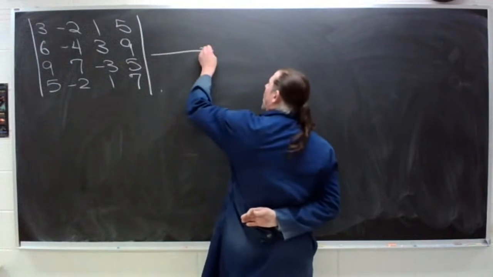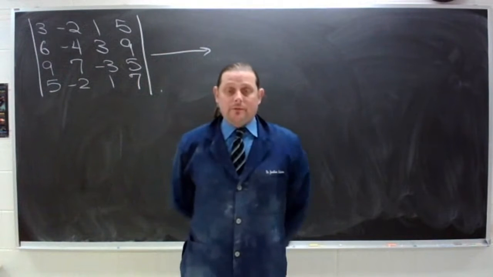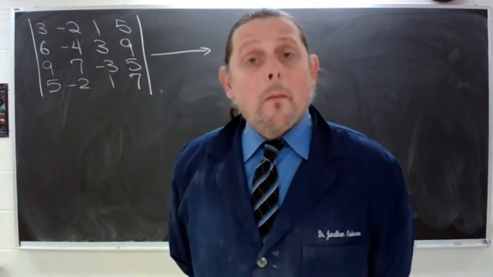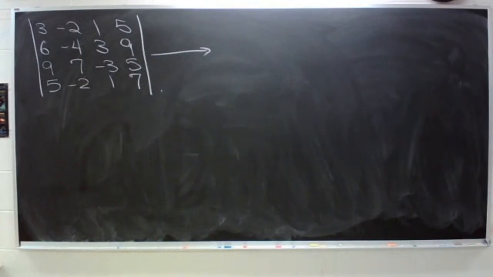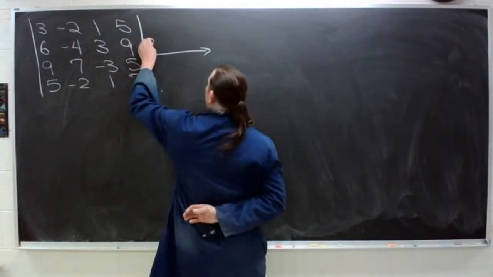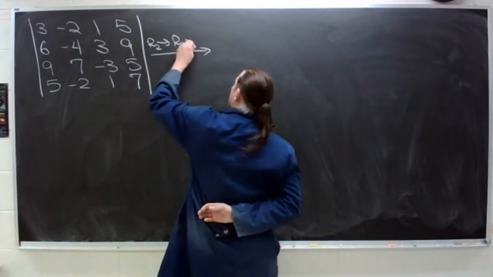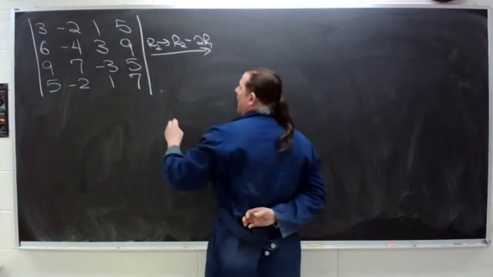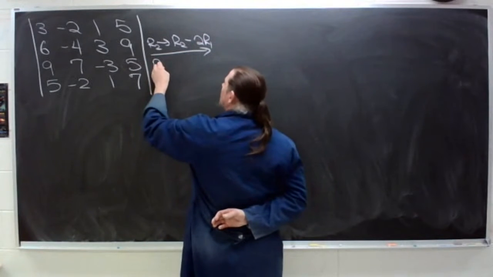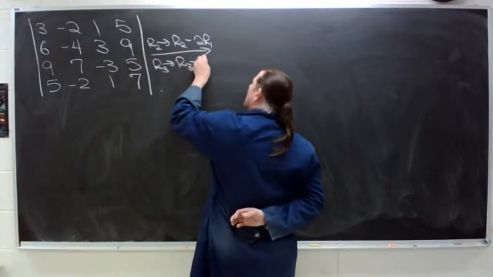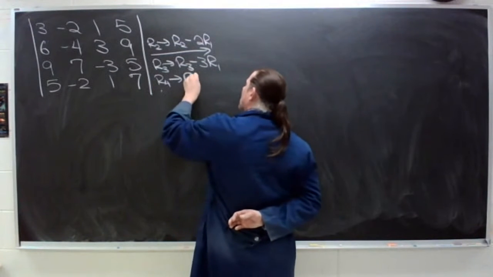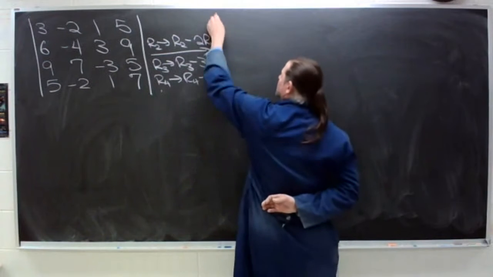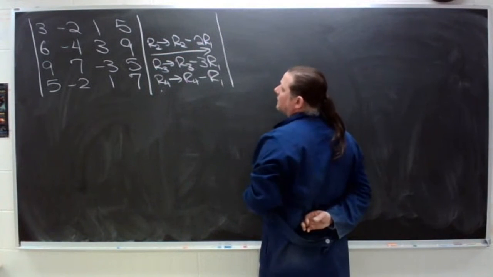So I'm going to go ahead and row reduce first, being mindful of the fact that I only want to use approved row operations that do not change the determinant of the matrix. So I'm going to replace row 2 with row 2 minus 2 row 1, row 3 with row 3 minus 3 row 1, row 4 with row 4 minus row 1. And let's see what we'll get.